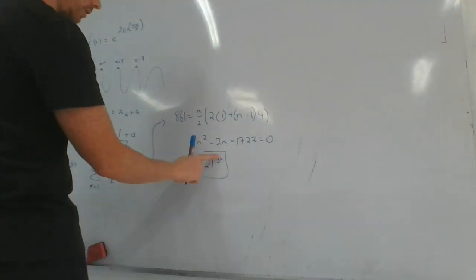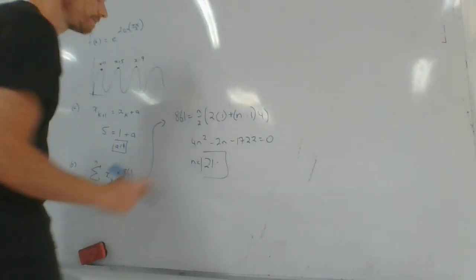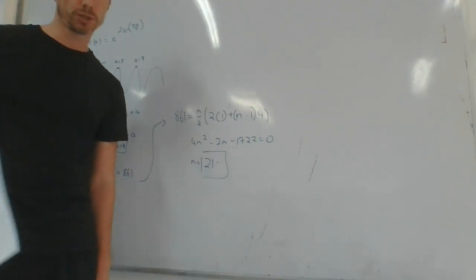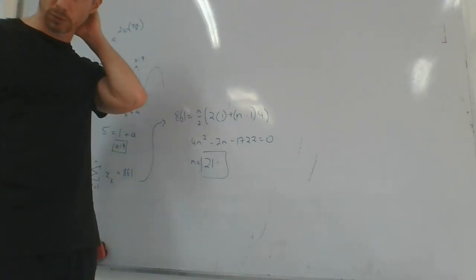So n is 21. Okay? So there are the short questions from paper 1 HL. I'll be doing the long questions next.